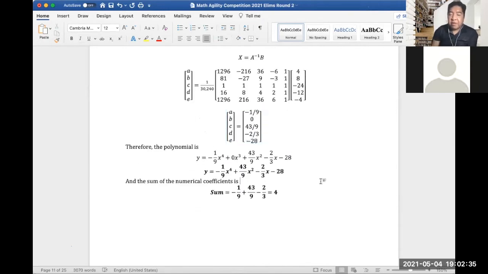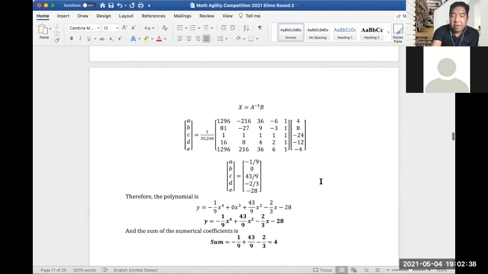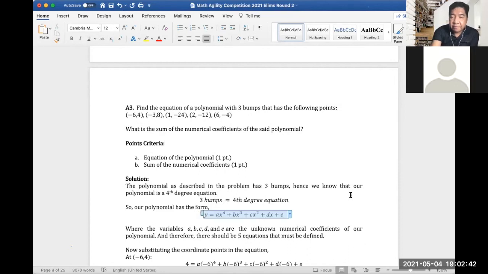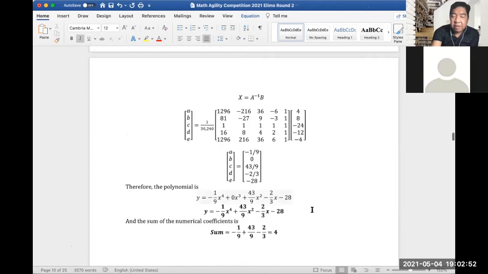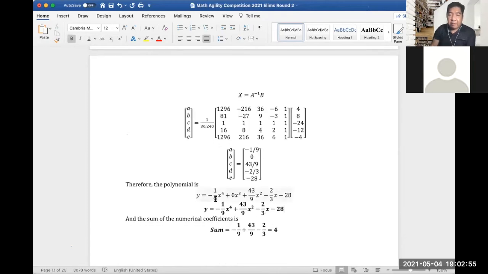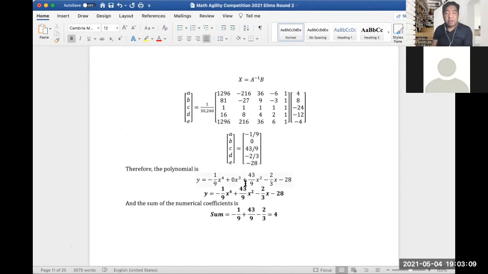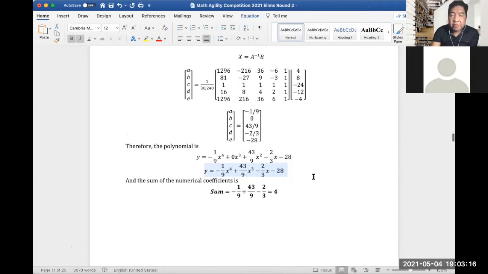So therefore, remember our polynomial is this, right? We already solved for A, B, C, D, and E here, so we just simply plugged them in there. Negative 19x to the fourth, 0x to the third, 43 over 9x squared, negative 2/3x, and minus 28. Since we don't write the term with zero numerical coefficient, our final answer for the polynomial is y equals negative 19x to the fourth plus 43 over 9x squared minus 2/3x minus 28.